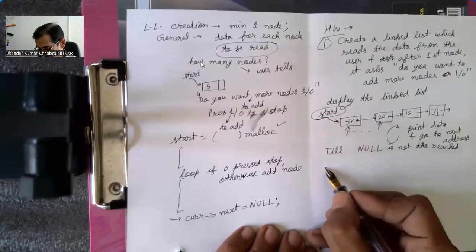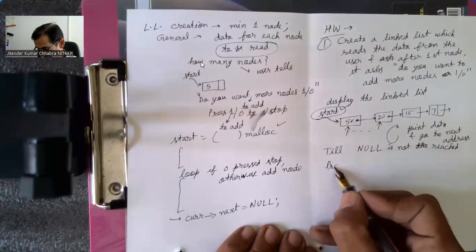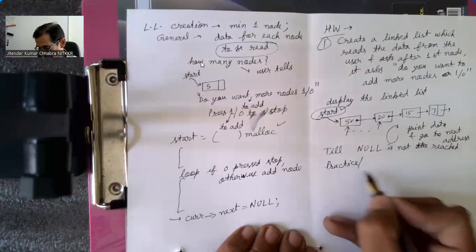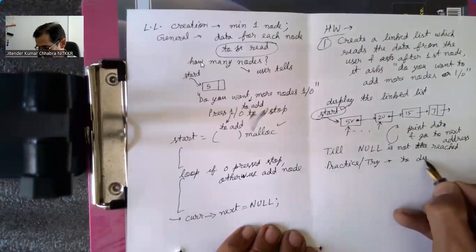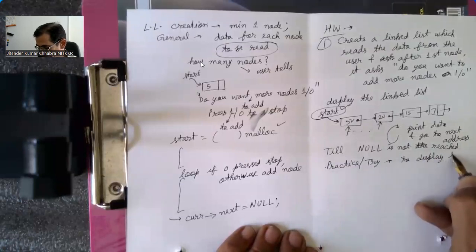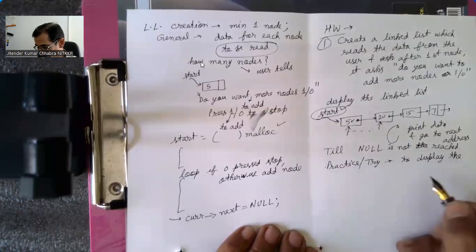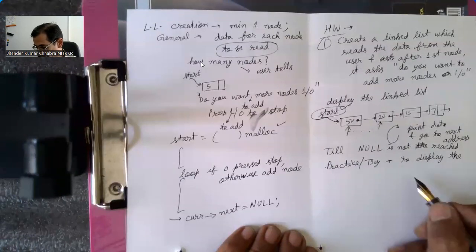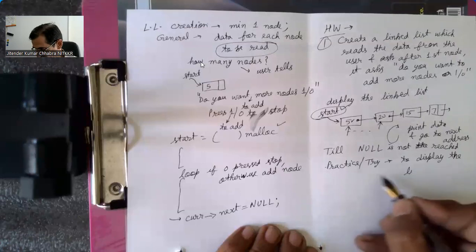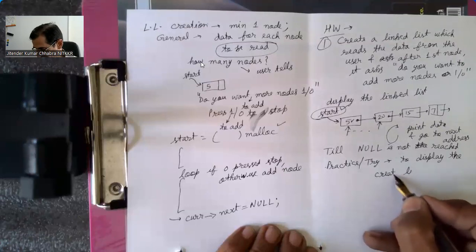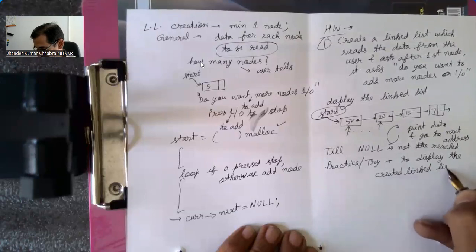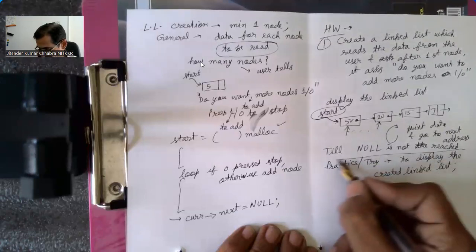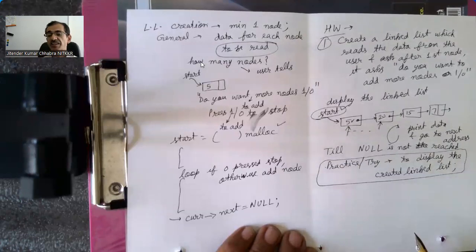When you reach null, effectively your display or traversal is over. So I give you a second practice problem: try to display the created linked list. You can do all this in main for the time being. Later we will do some structured and useful programming to display the created linked list. You should try this also, and in the next class we will discuss all this in more detail.